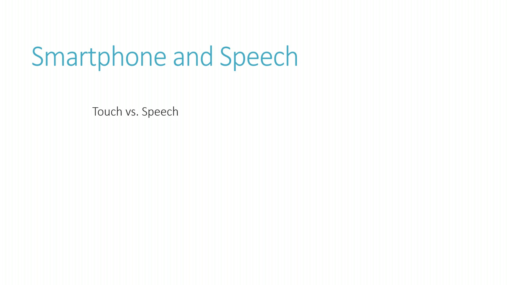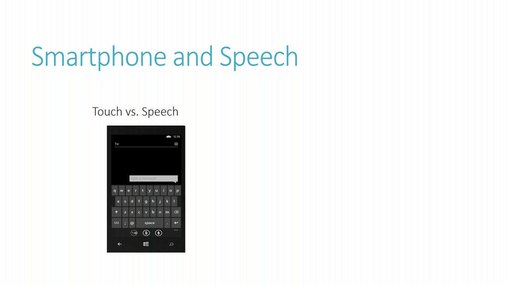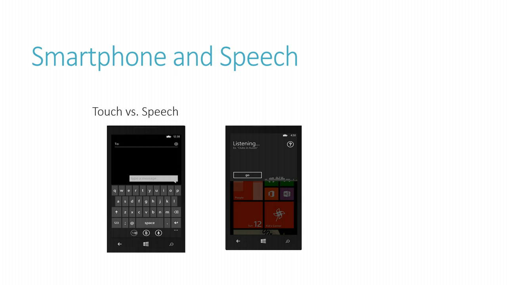So the first thing is smartphone and speech, touch versus speech. One of the quickest ways for the user to do some task in a smartphone is using speech. The traditional way of interacting with the app on a smartphone using touch still holds good and is still the preferred option by most of the people. But how about using speech or voice to interact with the app on your Windows Phone 8?